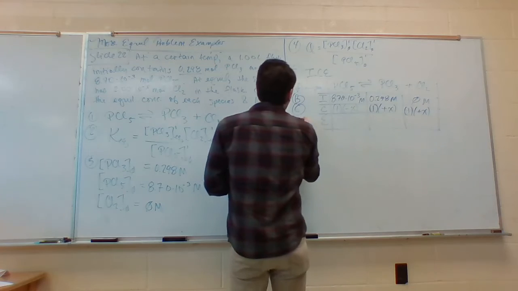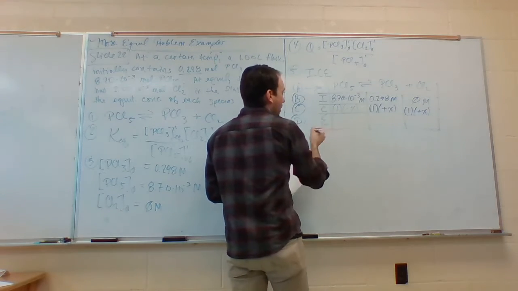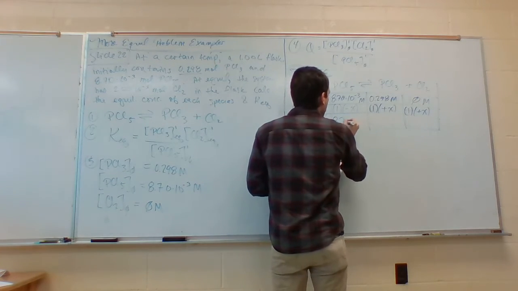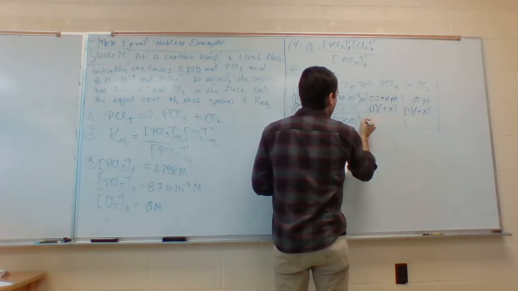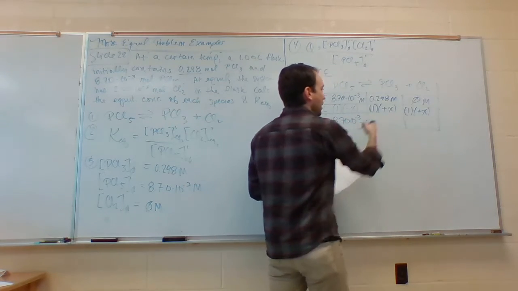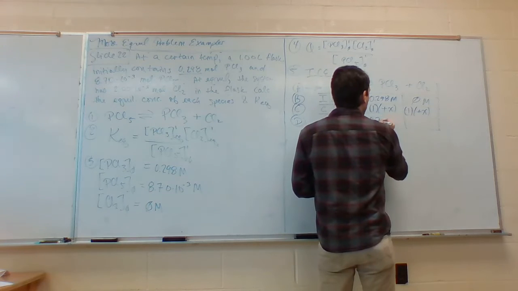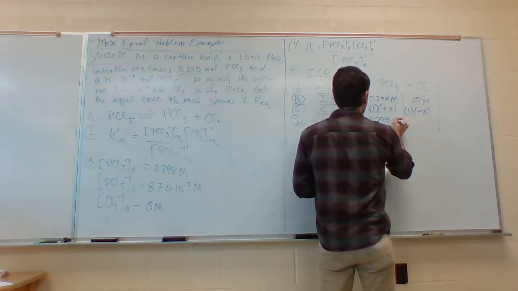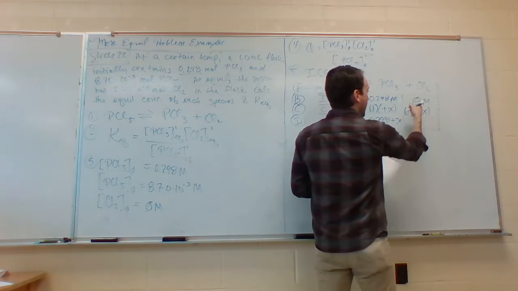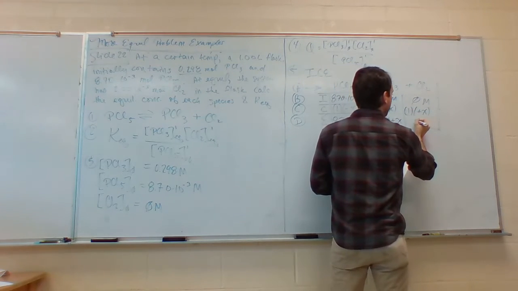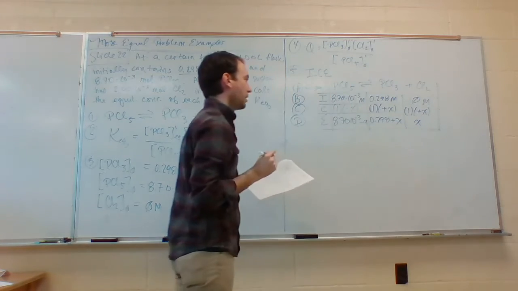So then, in part D, I add them up. I've got 8.70 times 10 to the negative third minus x. I have 0.298 molar plus x, and I have 0 plus x, so just x, all right?